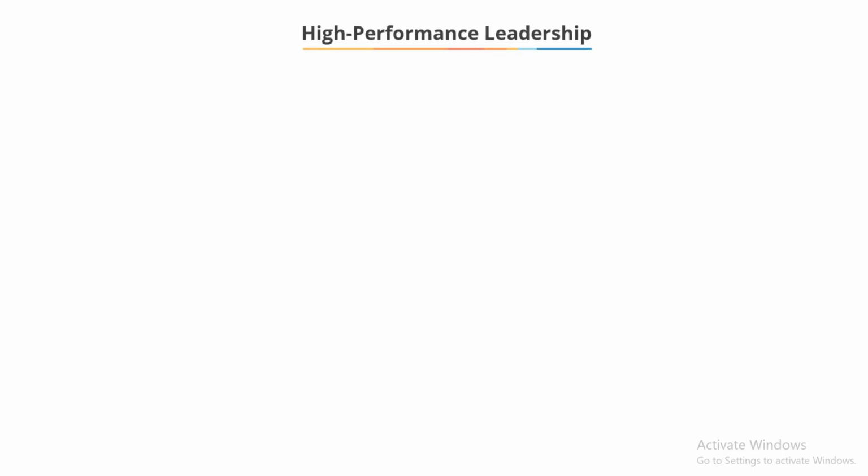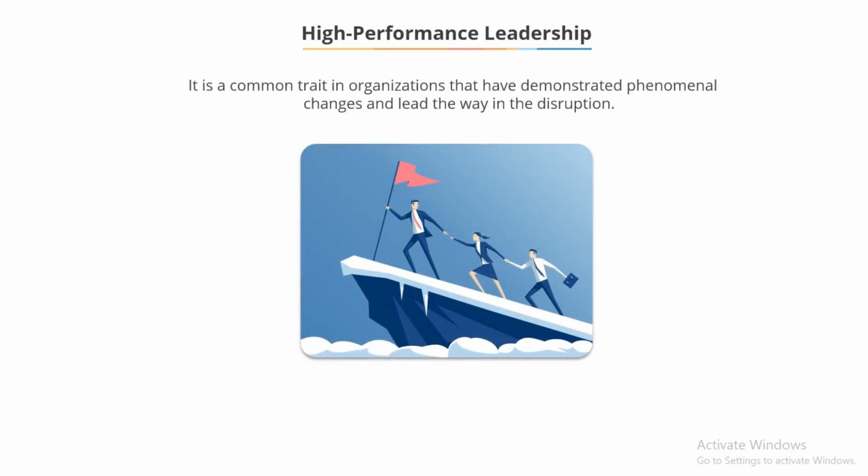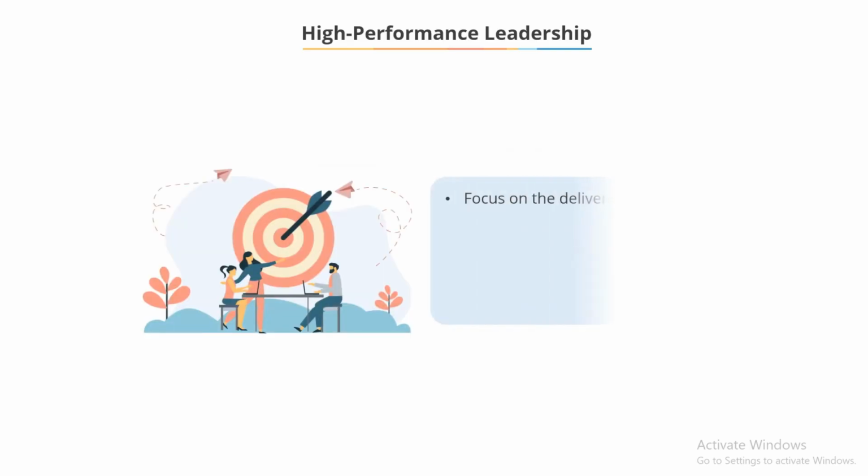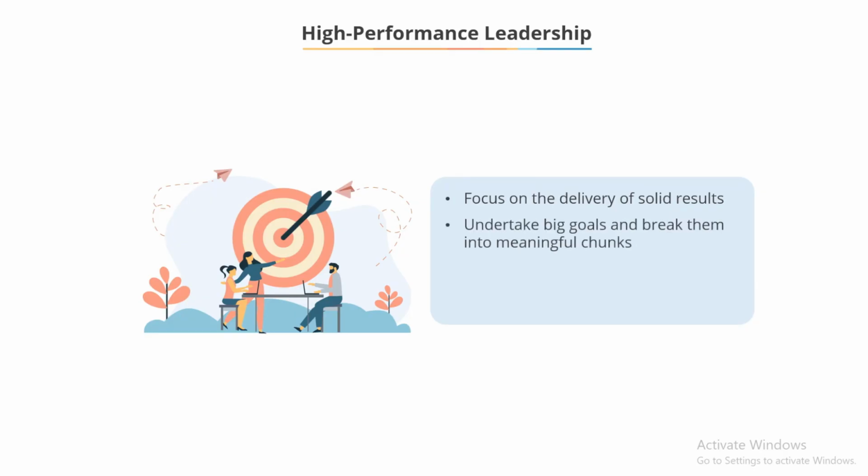Now, let's look at the final attribute, that is high-performance leadership. The organizations that have demonstrated phenomenal changes and have managed to lead the way in disruption had one thing in common: high-performance leadership. These organizations focus on the delivery of solid results. They undertake gargantuan goals and break them into meaningful chunks. They focus on effective delivery and track their performance, irrespective of any failures and setbacks. In the next video, we will explore the key challenges that organizations face in the path to digital transformation.